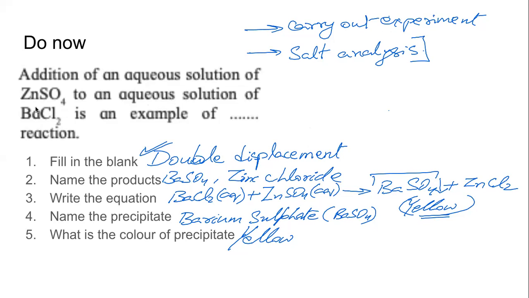I'm giving you some hints. I'm giving you some tricks. So when you see two salts, in this experiment, we are taking two salts. Now, clearly we are taking two salts, zinc sulfate and barium chloride. So whenever we take two salts, it will be a double displacement reaction.